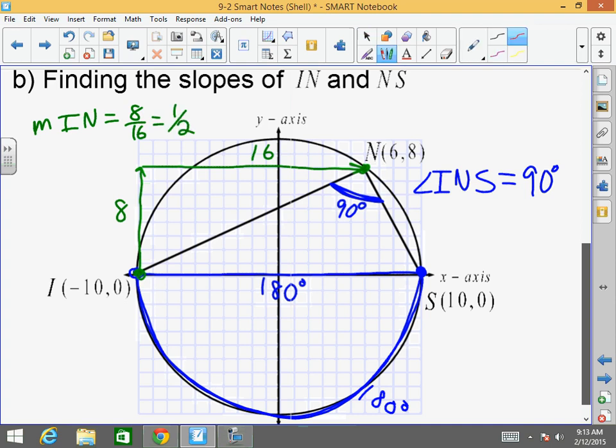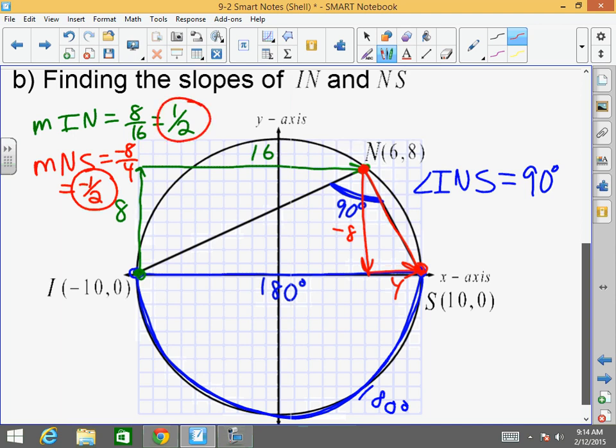Now let's look at the slope of the intersecting line here, N to S. The slope of NS would be down 1, 2, 3, 4, 5, 6, 7, 8. So I went down 8 over 1, 2, 3, 4, over 4. My rise over run here would be -8 over 4, which equals -1/2. And guess what? What do we know about lines when they have negative reciprocal slopes? That means that they're perpendicular. Therefore, this is a perpendicular intersection. Therefore, it's 90 degrees.